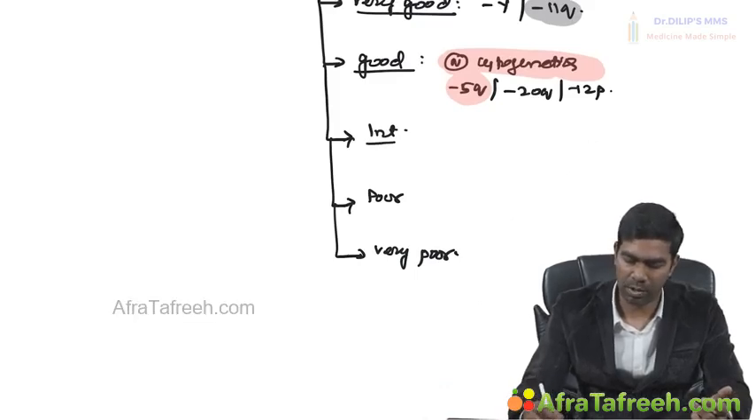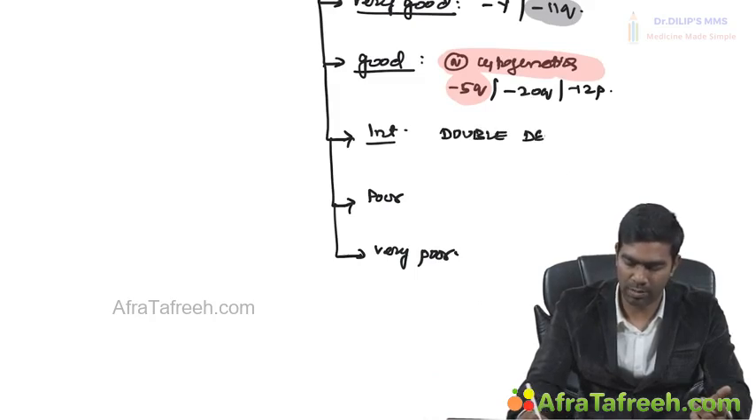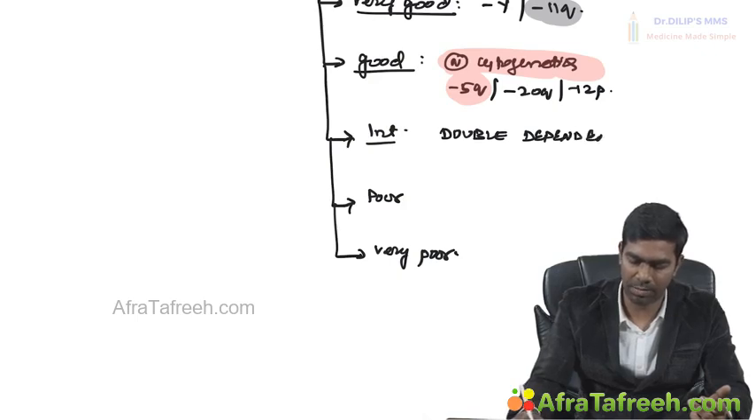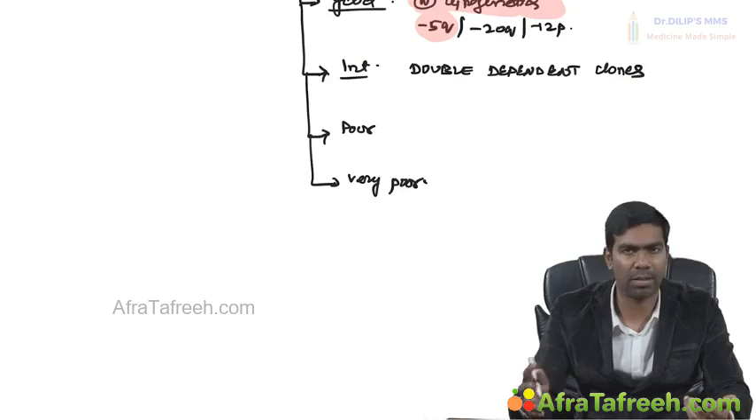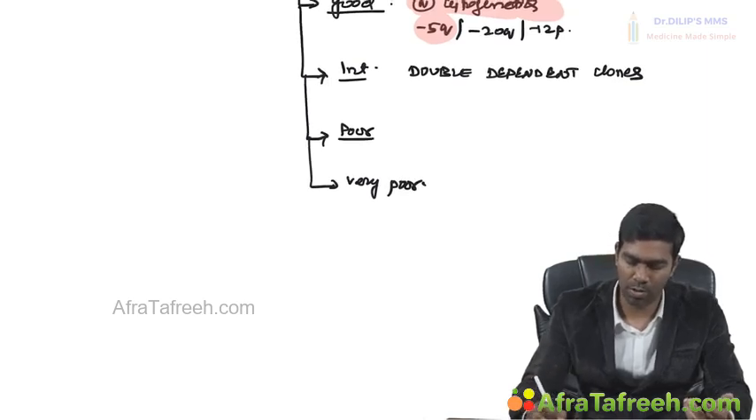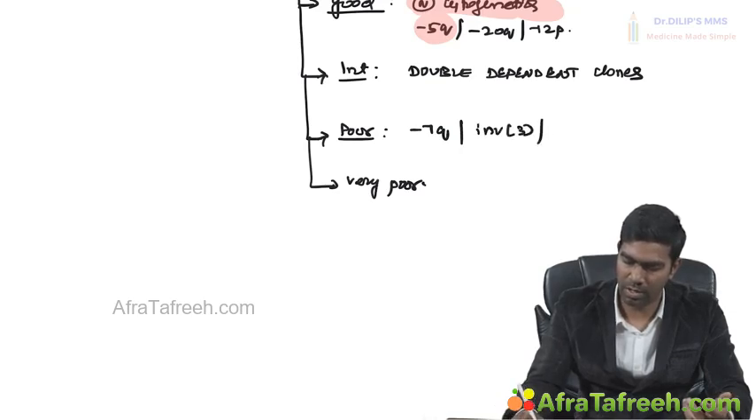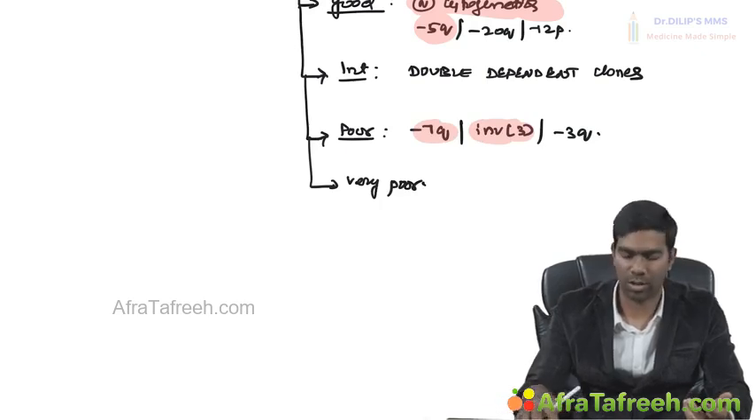Then intermediate prognosis, there is something called double independent clones. I don't want to explain what this is. It's easy to understand, but still it's a time killer. So there are double independent clones, and all others that do not come under any other classification can also be put under intermediate prognosis. Poor prognosis: you have deletion 7q, then inversion 3, then deletion 3q. In this, 7q and inversion 3 they have asked already. So that's why this is important.